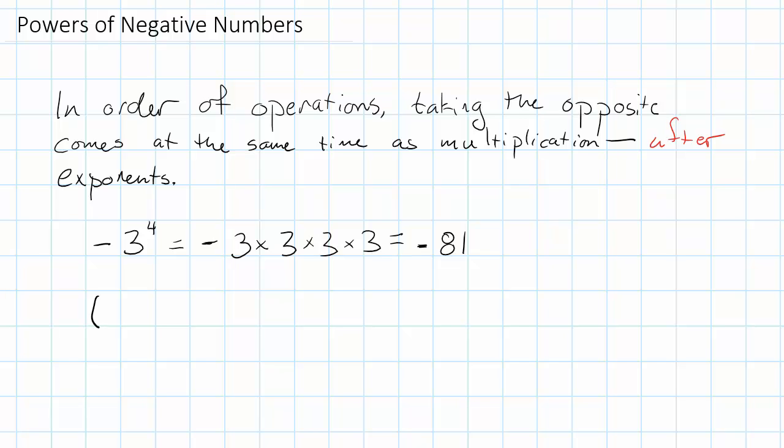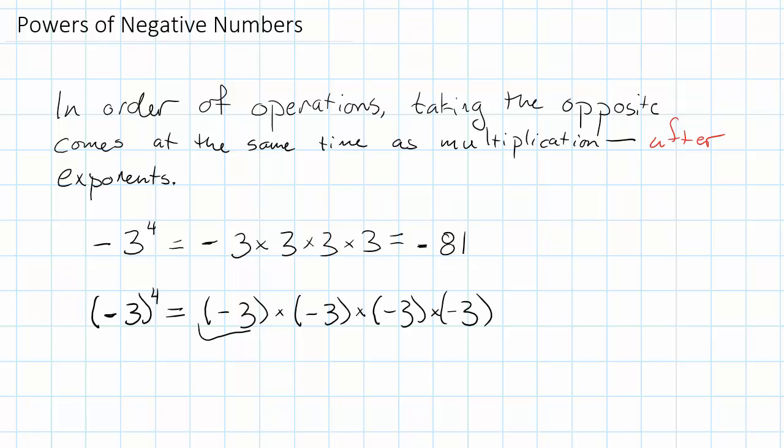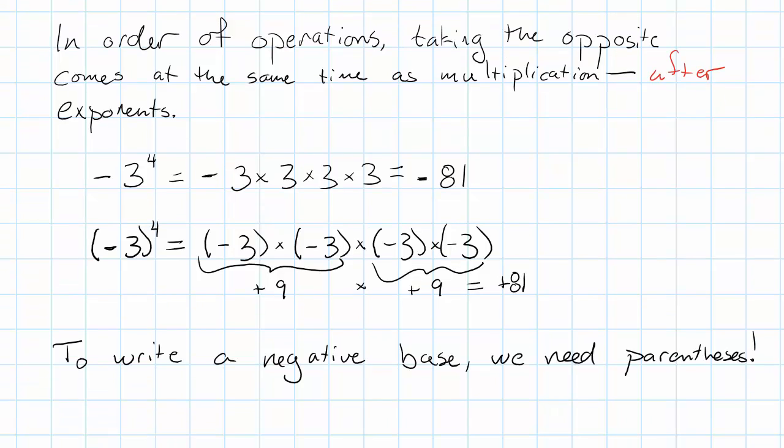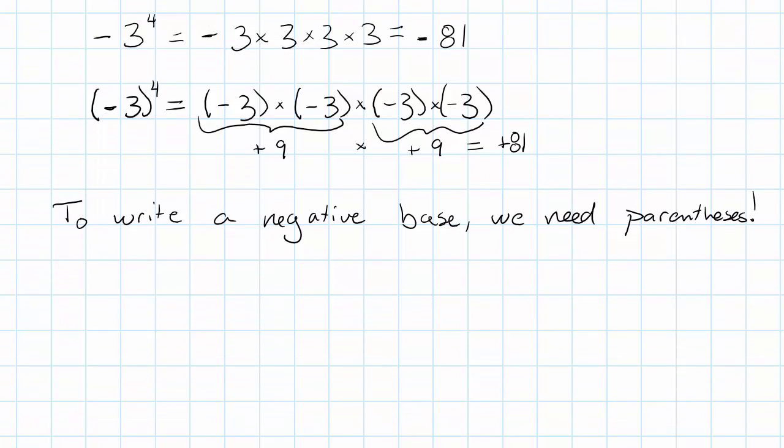On the other hand, if we put parentheses around the negative 3, that means we're taking 4 copies of negative 3 and multiplying them together. Right, now, when we multiply negative 3 times negative 3, that's positive 9. When I multiply together these two negative 3's, that's also positive 9. So this is going to be positive 81. If we want to write a negative base, we must include parentheses.